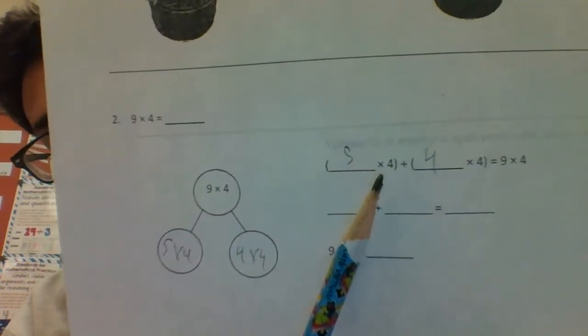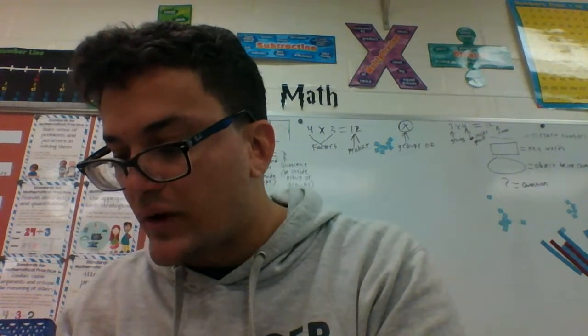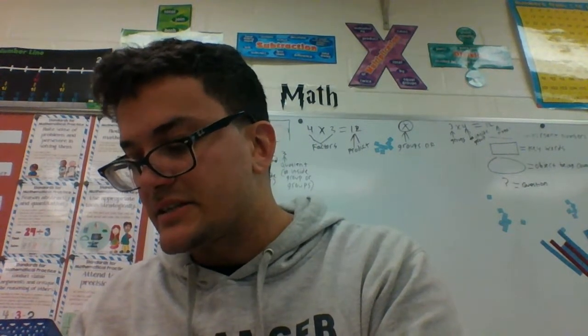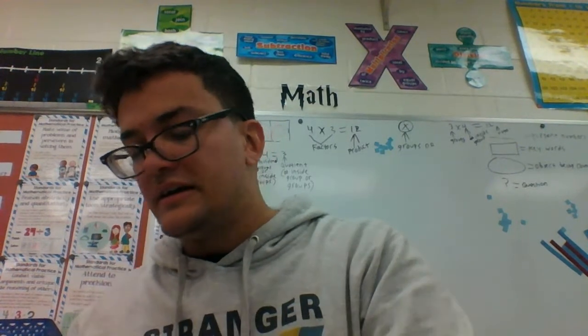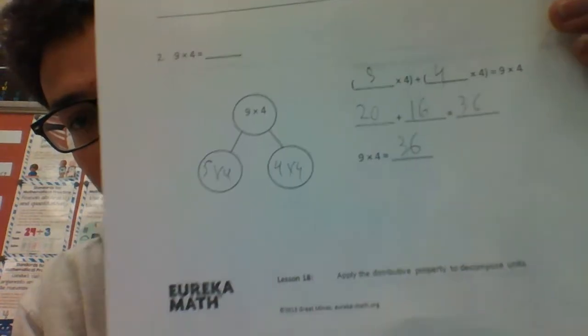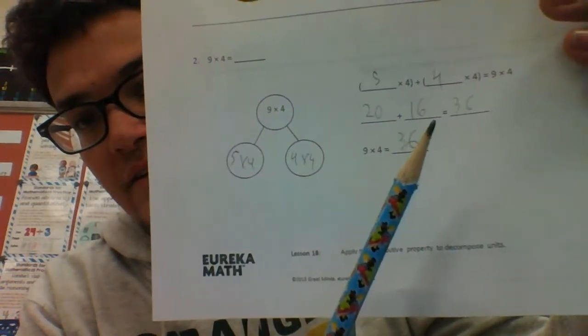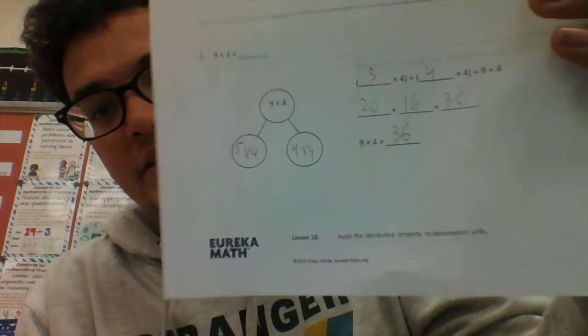They need to realize 5 times 4 is 20, so they would fill in 20. 4 times 4 is 16. 20 plus 16 is 36. So 9 times 4 is 36. That is how that should have been filled in. So 5 times 4 is 20, 4 times 4 is 16, add them together, you get 36. So that answers the problem.